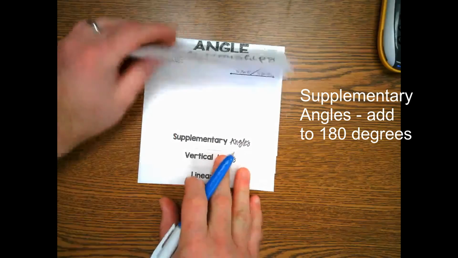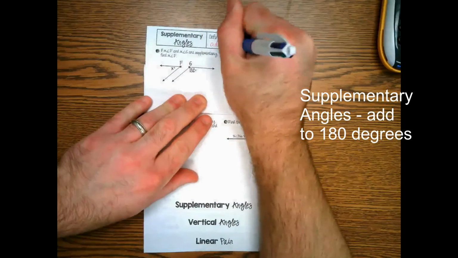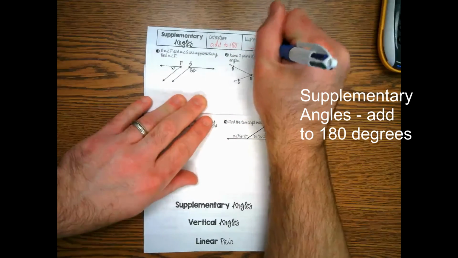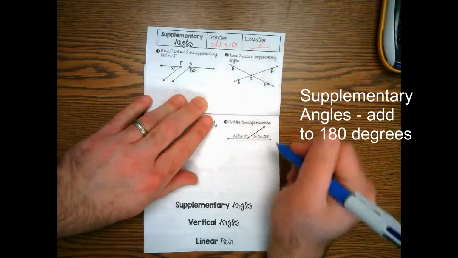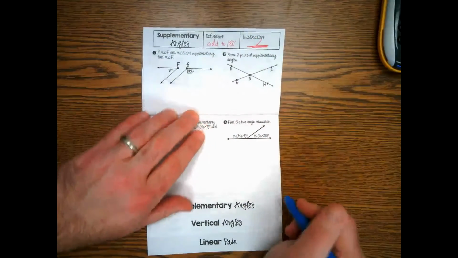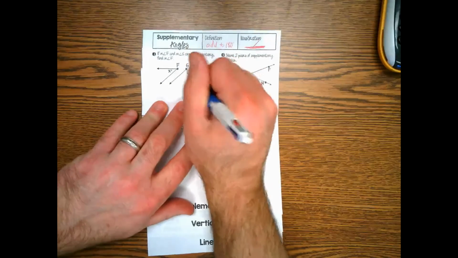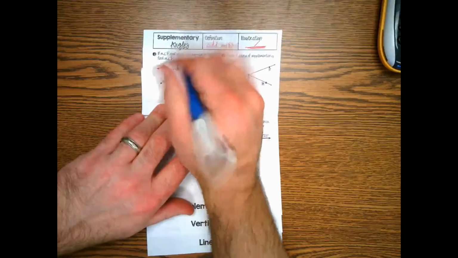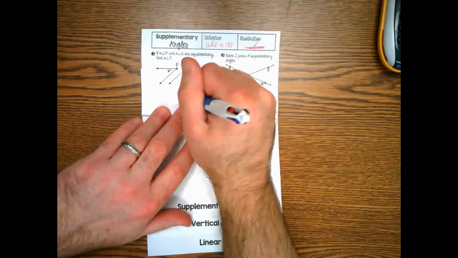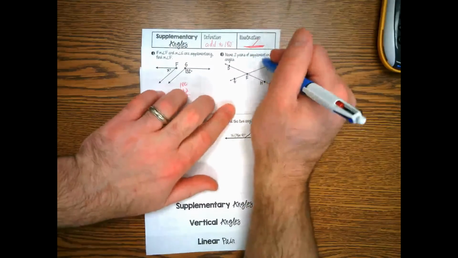Okay, moving on to supplementary angles. Supplementary angles add to 180 degrees. And there's a straight line somewhere. It doesn't have to be horizontal. But when put together, supplementary angles create a straight line someplace. All right, so angle F and the measure of angle G are supplementary. Find the measure of angle F. So they tell us that angle G is 132, so 180 minus 132. Again, you could use your calculator if you wanted to. So 48 degrees.